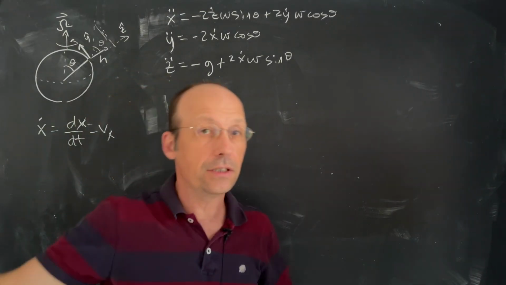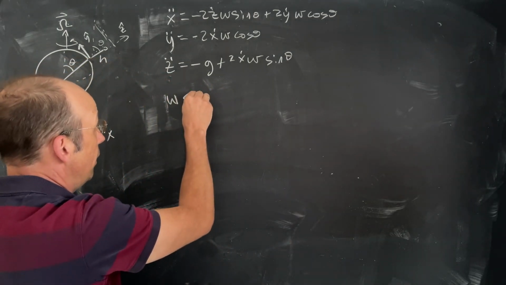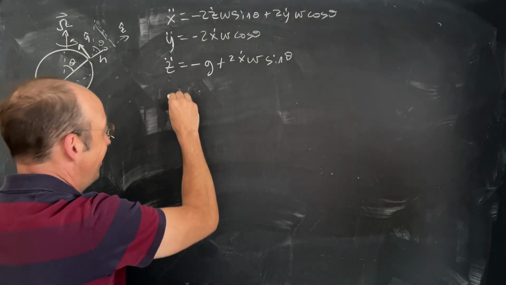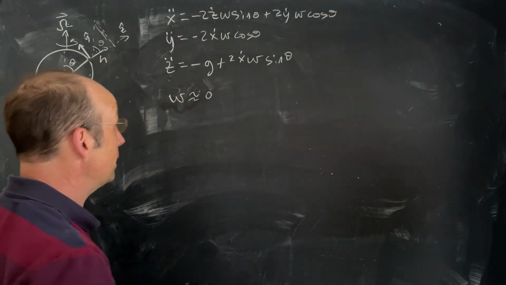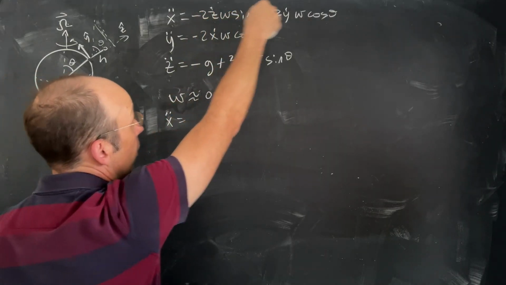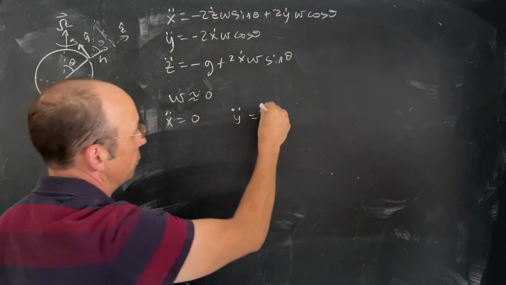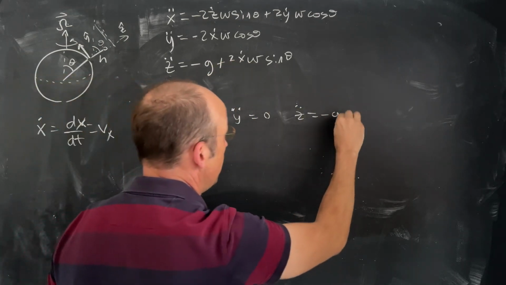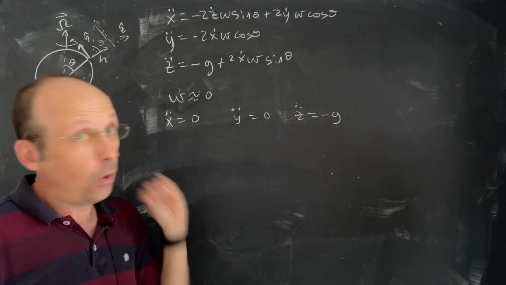One way to solve this is just to say, let's make the approximation that omega is very small. So omega is approximately equal to 0. That's my small parameter. Okay. If that's the case, then I have x double dot equals all of that times 0, so I get 0. Y double dot equals, oh, I got omega, so it's 0. Z double dot, okay, I have negative g and then 0. So yeah, that's just plain free fall motion. Let's go ahead and solve it.